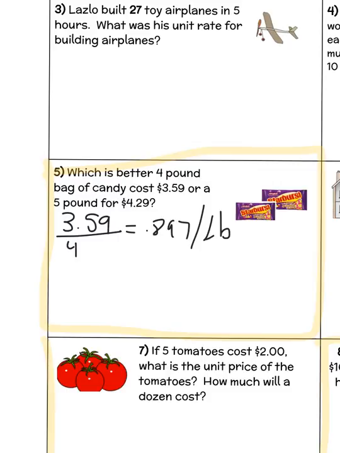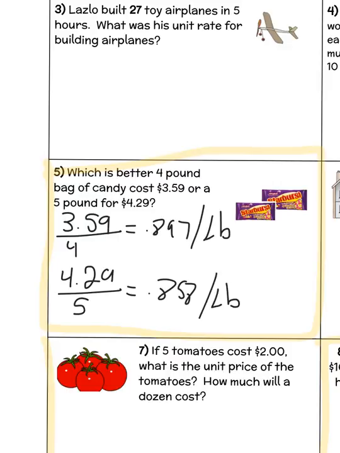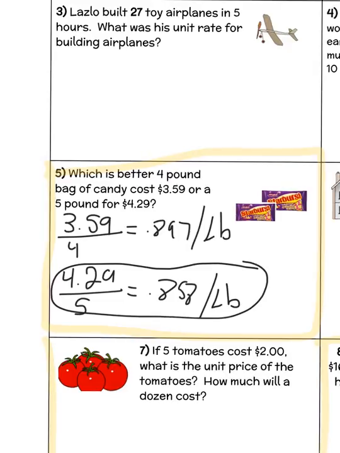Now we have the 5-pound bag. So that will be $4.29 divided by 5 pounds, which is 0.858 or 85 cents per pound. So the better buy here will be the 5-pound bag, because 85 cents is obviously less than 89 cents.